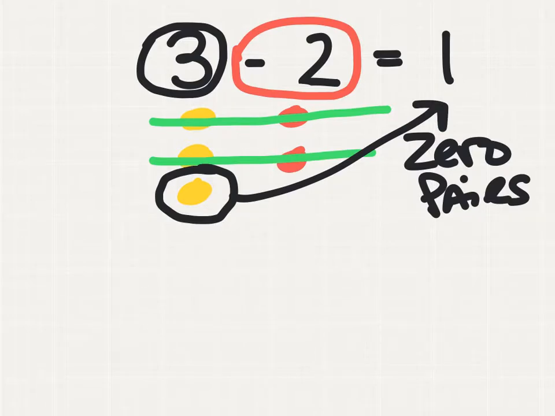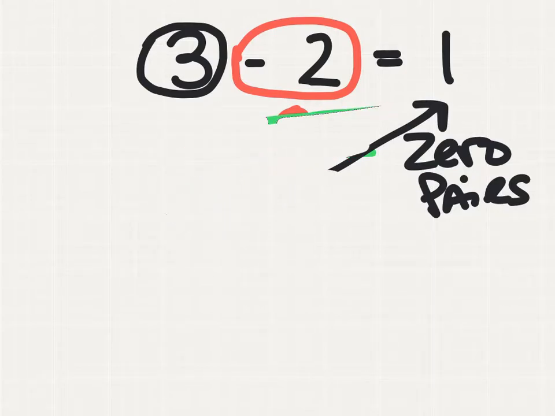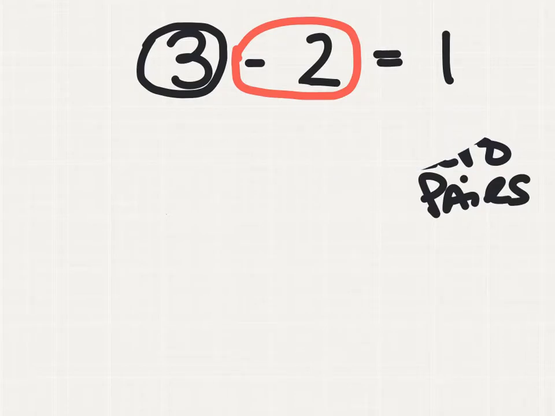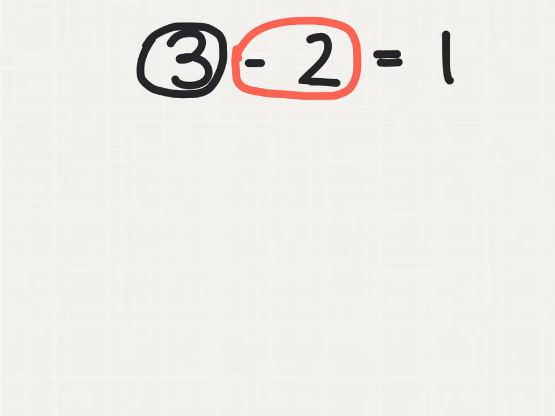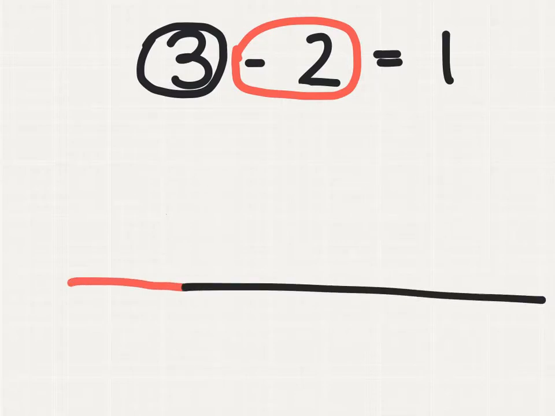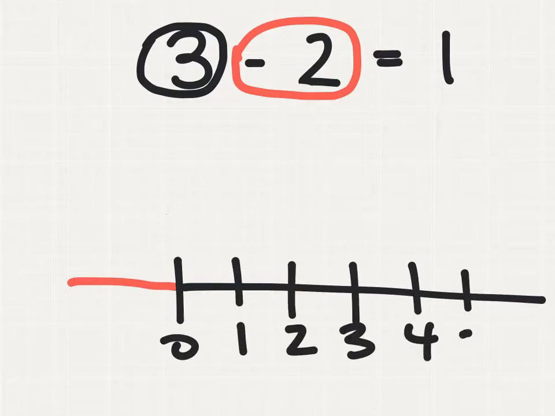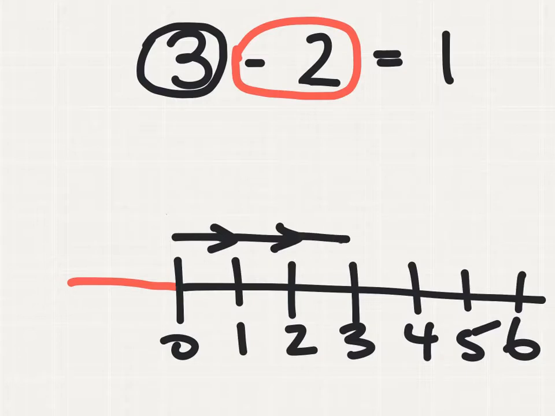Now, this is helpful, especially when we get ready to model this on a number line. Because if I want to model this problem on a number line, 3 minus 2, and I expect to get a difference or solution of 1, here's how it would play out. I draw my number line, and I know that all of the numbers to the right of 0 are positive. I begin at 0, and I travel to the right 3 places so that I'm at positive 3.